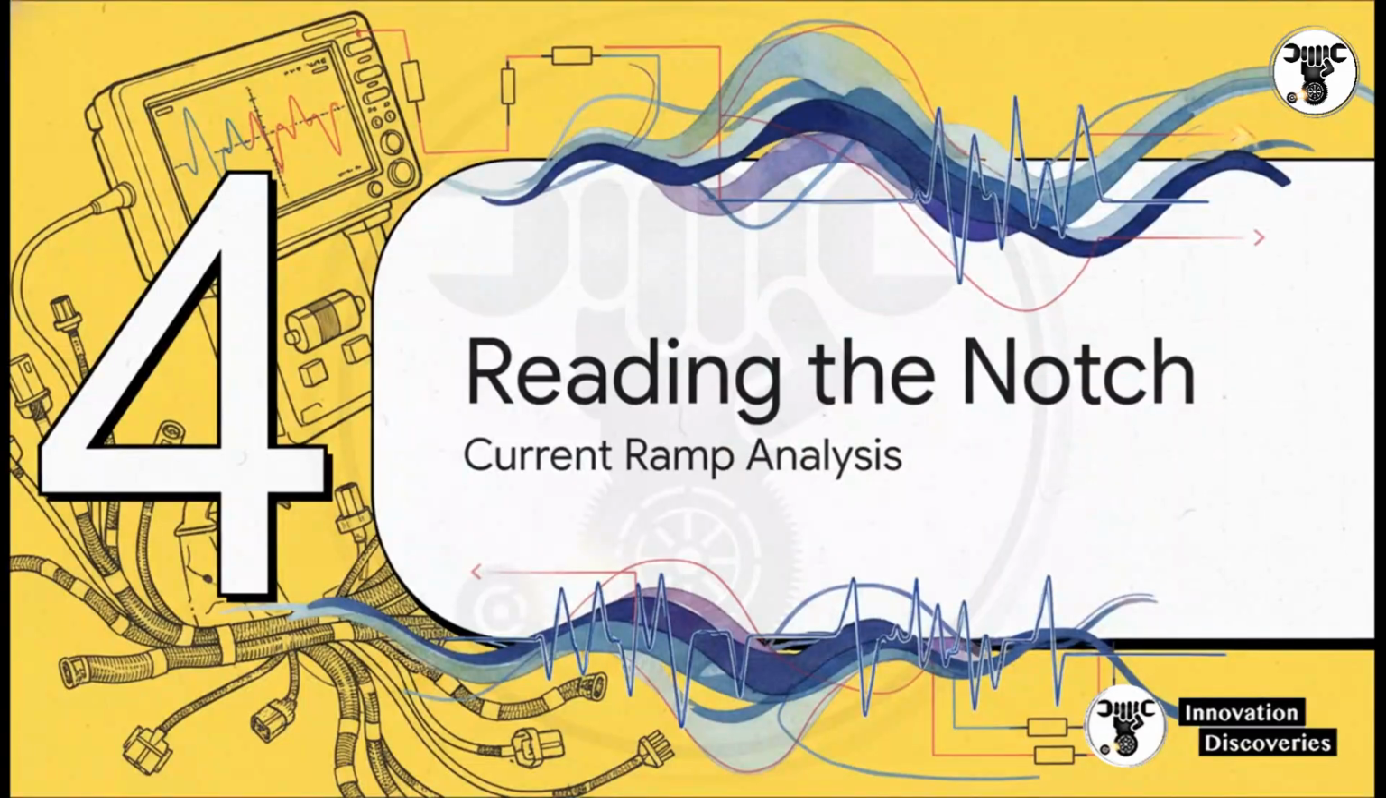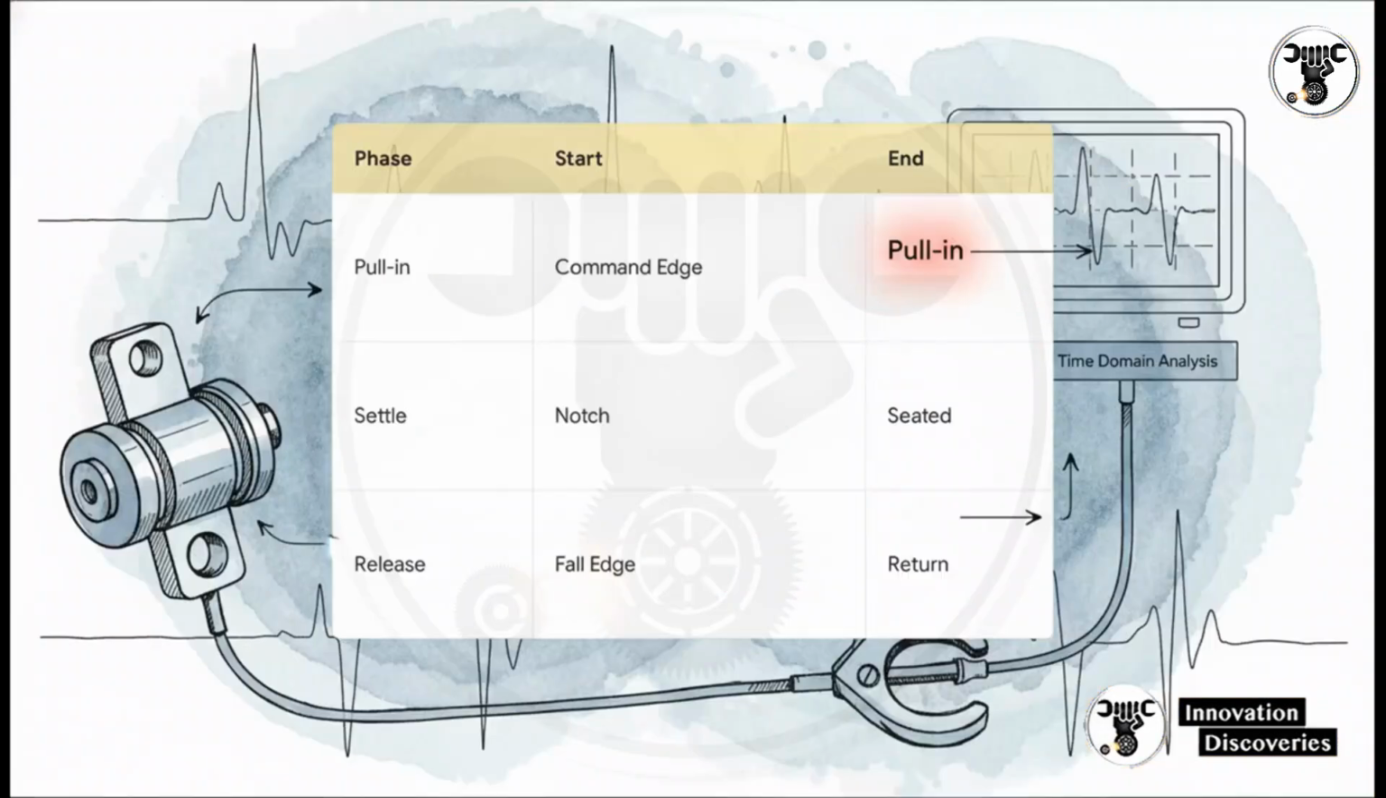Section 4. Reading the back EMF notch. Now, put away the scan tool for a second. When you hook up a current clamp to a lab scope, you're looking at time domain analysis, which is like the hidden language of the circuit. There are 3 phases you need to master.